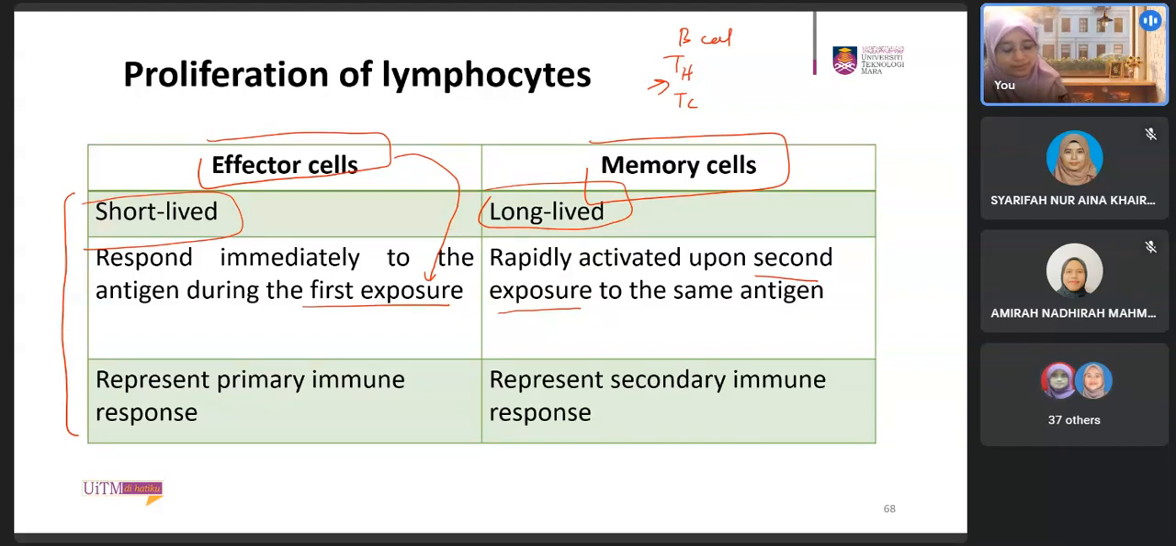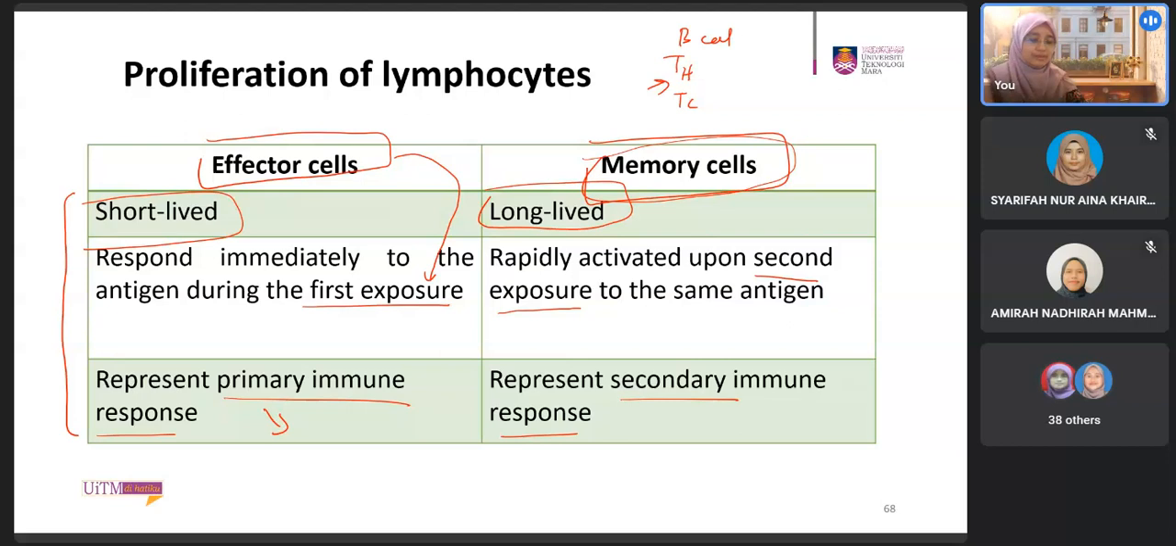And so therefore the effector cell represents the primary immune response. Primary immune response is when you are first exposed to the pathogen. Your body starts to produce a defense mechanism towards that specific pathogen. As for the memory cell, it represents the secondary immune response, second time infection by the same pathogen. So this is done by the memory cell.